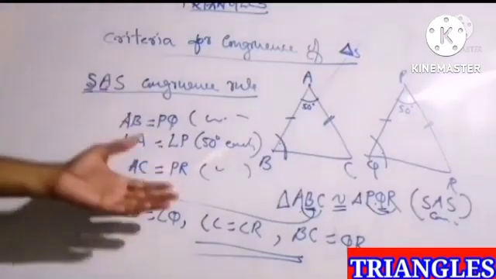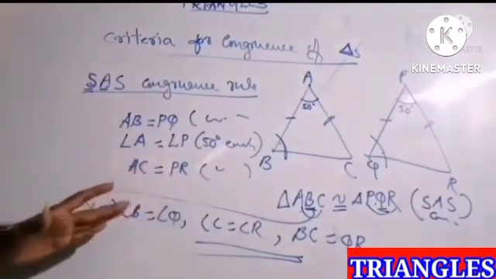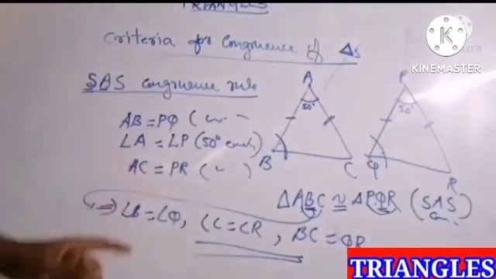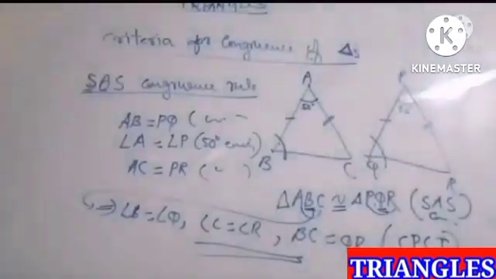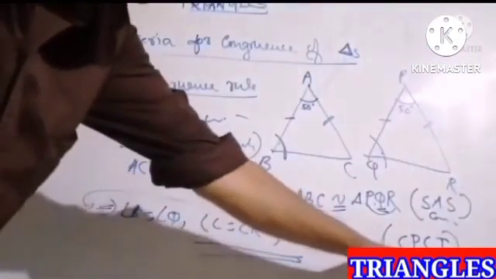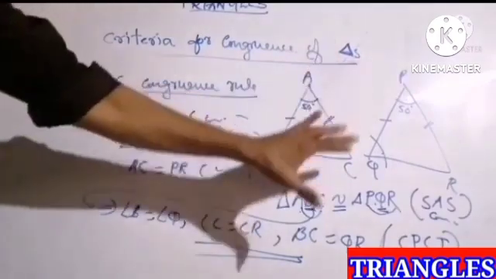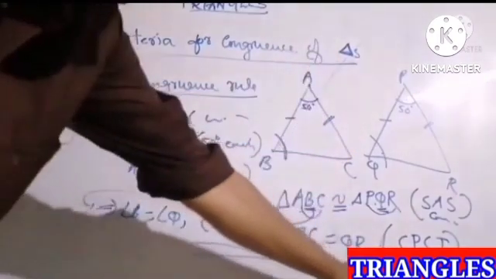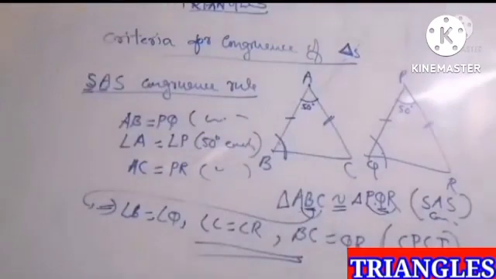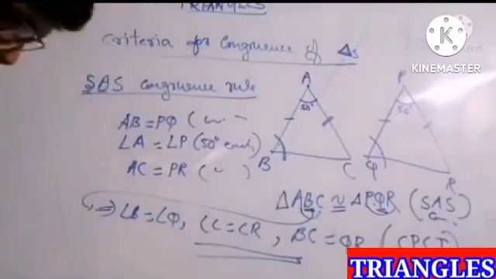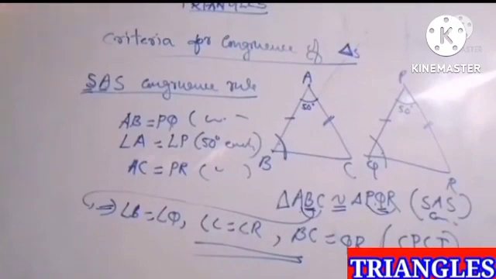So when two triangles are congruent, all the other corresponding parts are equal. After writing this step, you can write a reason. That reason is called CPCT. What is CPCT? Corresponding parts of congruent triangles. After getting congruent, you can write that all the other parts are equal, then put this reason, CPCT, corresponding parts of congruent triangles. So the SAS congruence rule is completed.